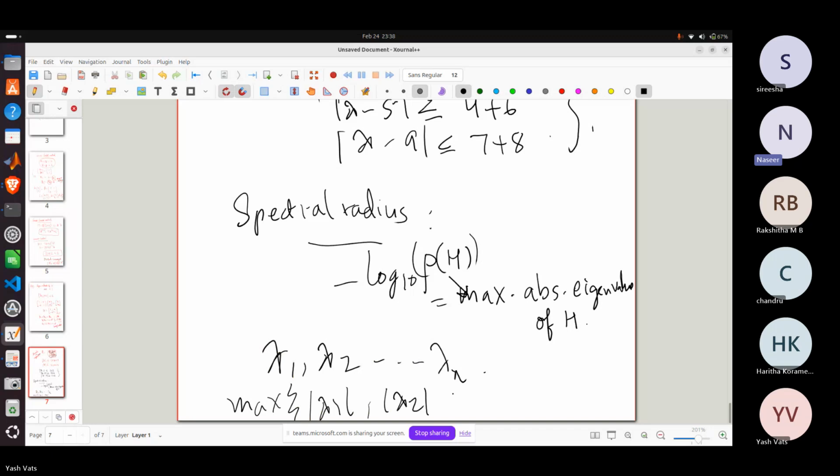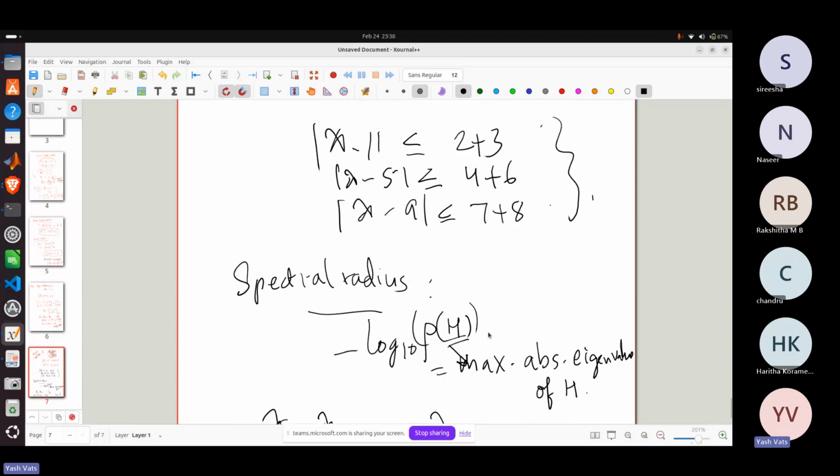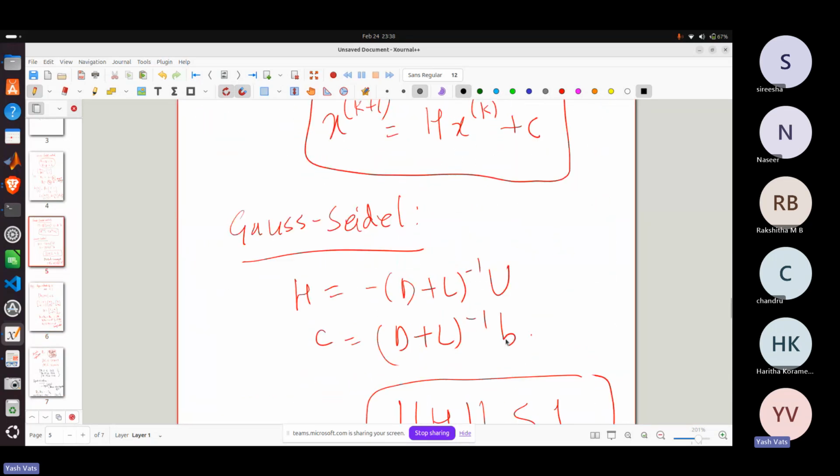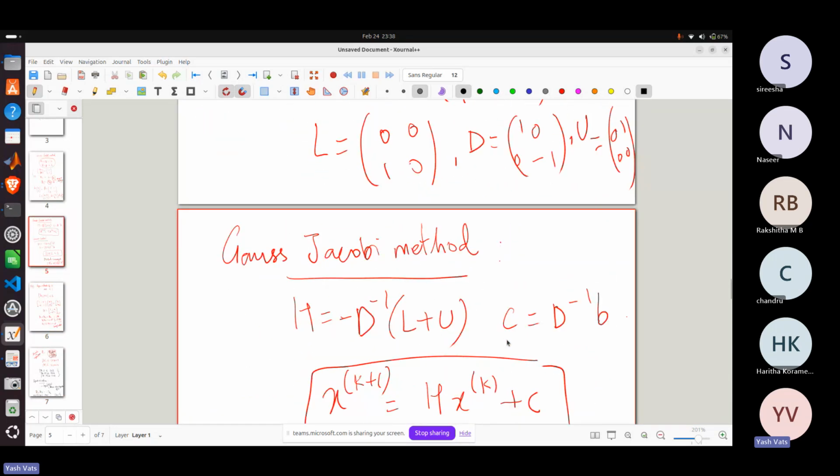Is it the eigenvalue of A? No, it should be the eigenvalue of H, the convergence matrix. You can find H from A. Sometimes A is H directly, but H is different for each method.